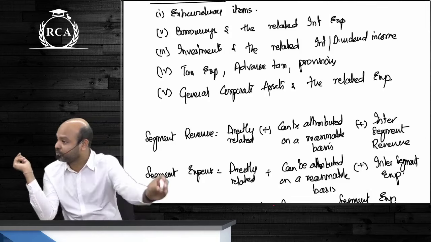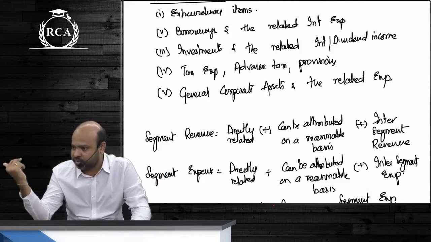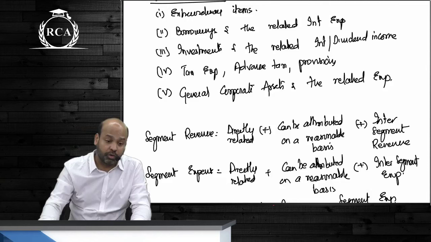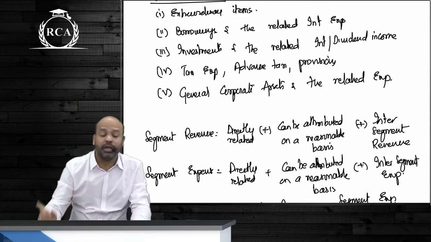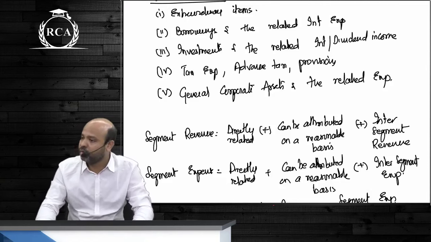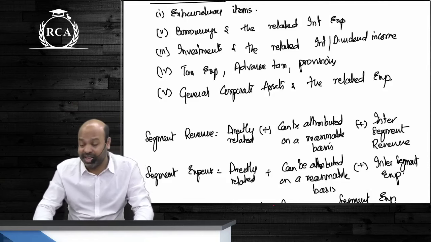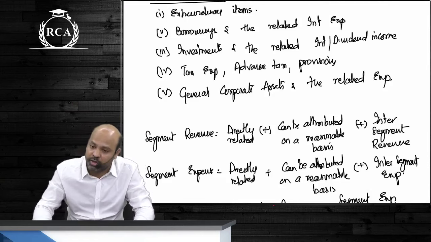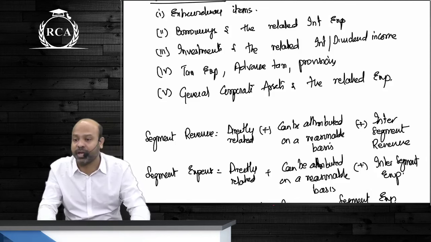And extraordinary items as such, guys, all of this better will not form part of your segment definitions. Segment revenue, guys, includes revenue as such better which is directly attributed, which can be allocated on a reasonable basis, plus inter-segment revenue.